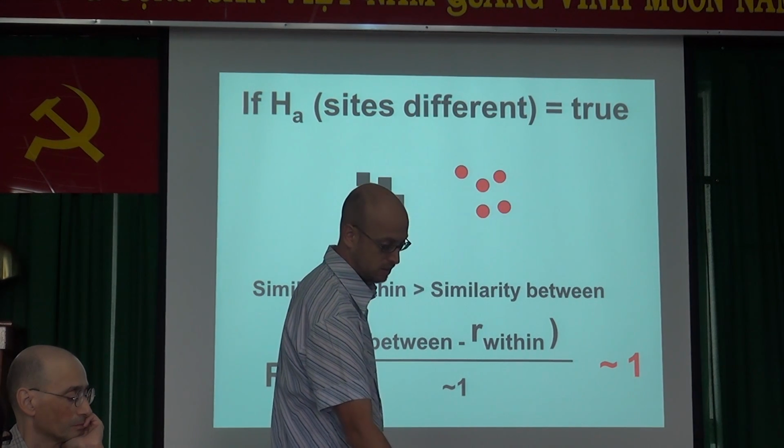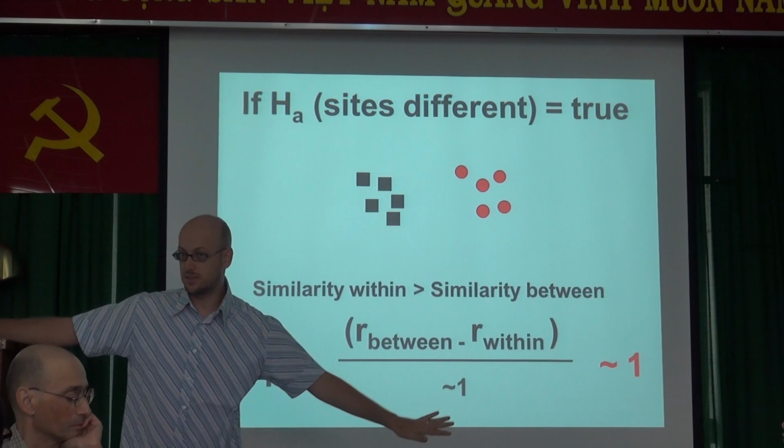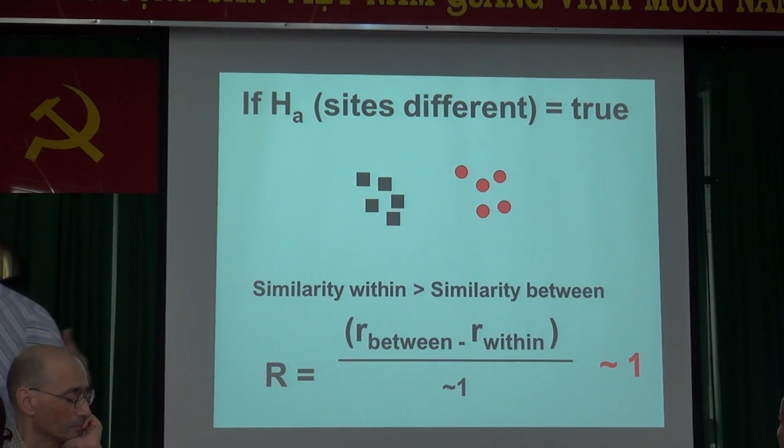If there is a lot of distance between the groups, the R will be closer to 1.